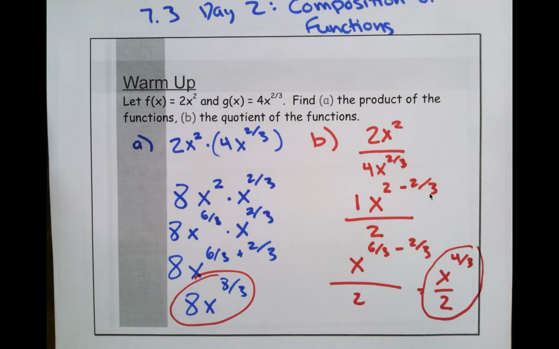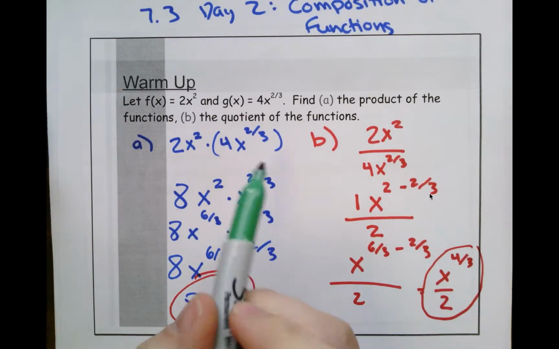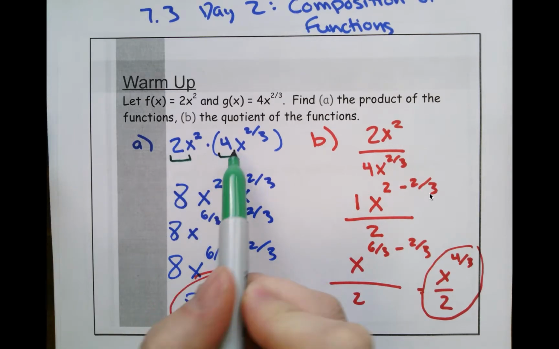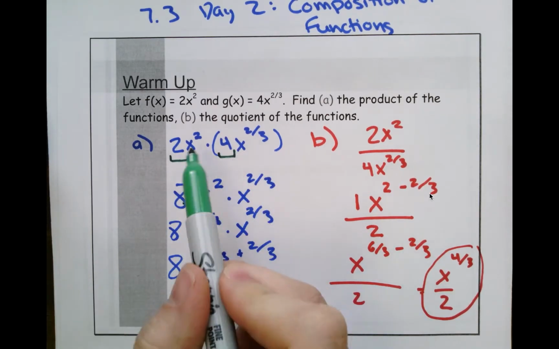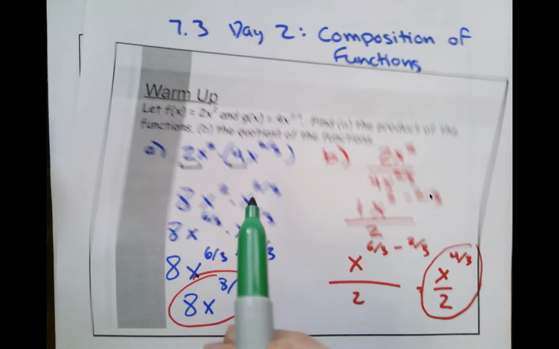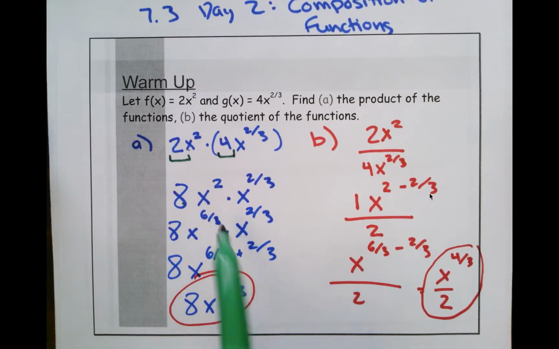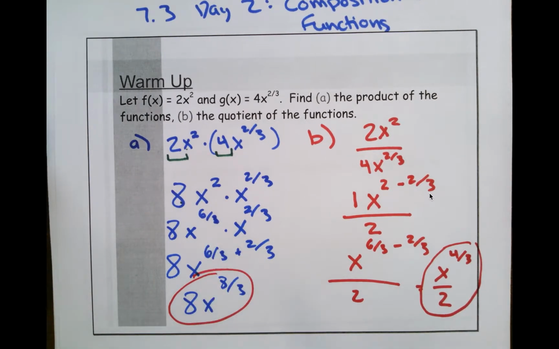Alright, so back to your regularly scheduled program. Taking a look at this. So when we look at our product, we're looking at our constants. We're multiplying those two together, which gave us the 8, and then we're multiplying two things of the same base. We need a common denominator because we're adding our exponents, and that's what we did throughout the problem.